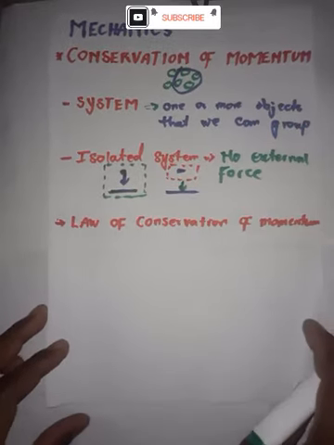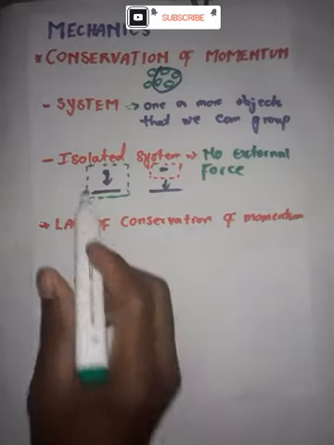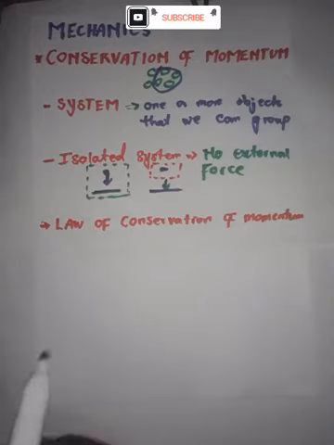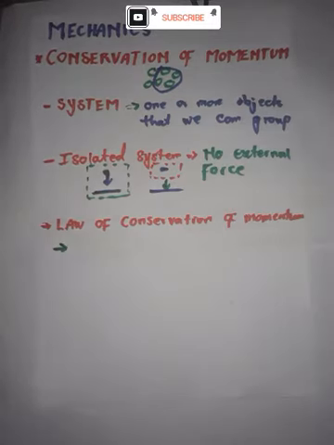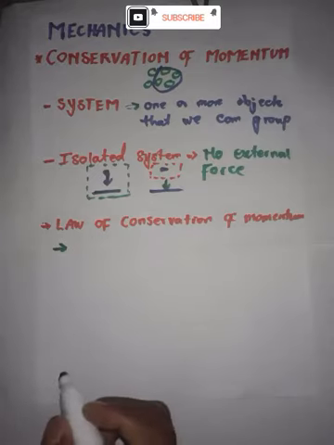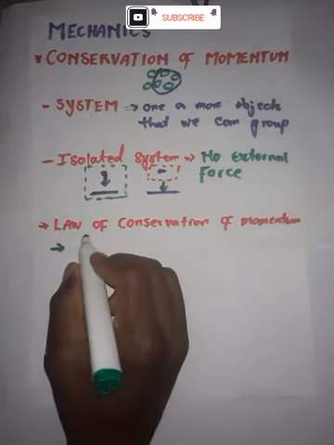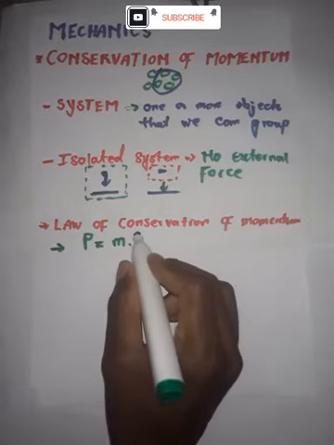After understanding the difference between isolated and unisolated, we have to come to the law of conservation of momentum. Now we are going to state this law according to the system. Remember that we defined momentum in our last video: momentum is the product of mass and velocity.